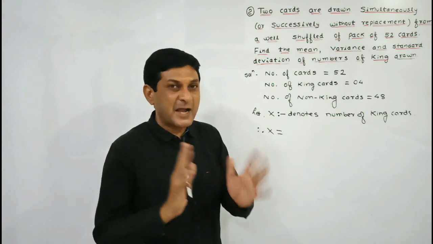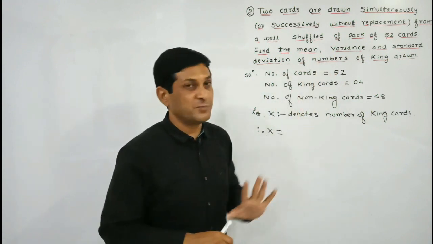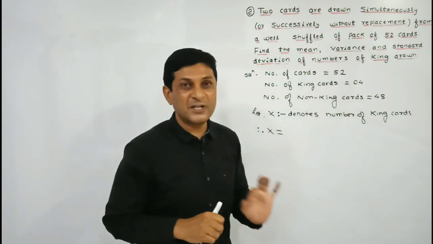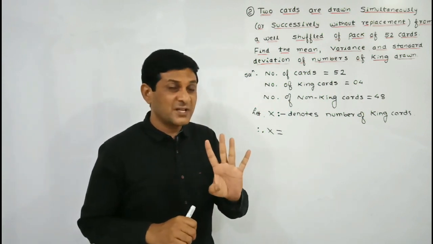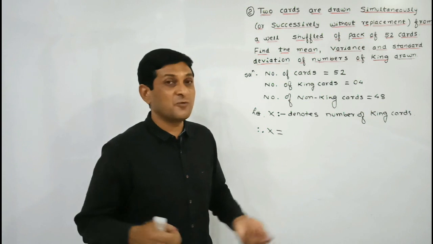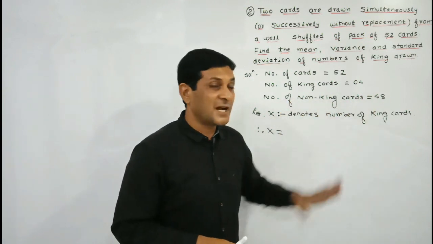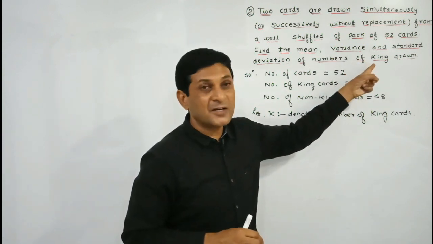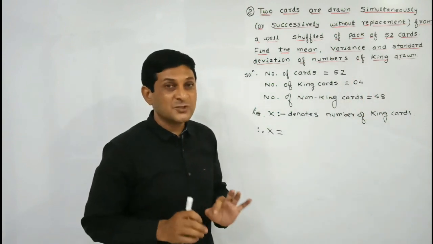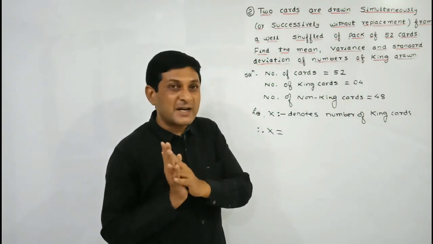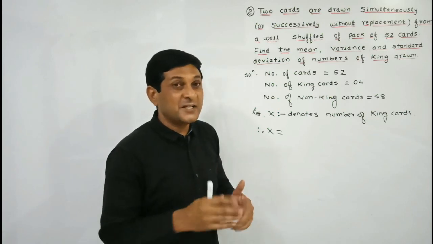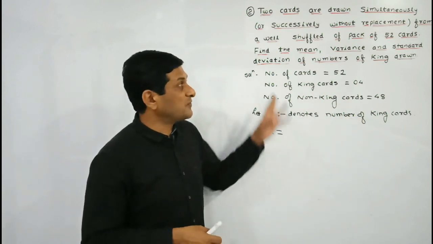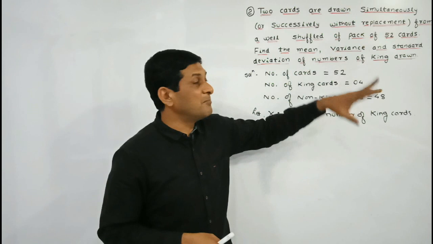In a pack of 52 cards, the total number of cards is 52. In these 52 cards, how many king cards are there? 4 king cards are there. So that's why here we have written the number of king cards is equal to 4. If there are 4 king cards in 52, then which will be the remaining 48 cards? So our non-king cards are 48. Now our example is related with the 2 cards drawn being king cards. So that's why we denote our random variable by X, and it denotes the number of king cards. So here X denotes the number of king cards, and we have to find the mean, variance and standard deviation of the number of king cards.